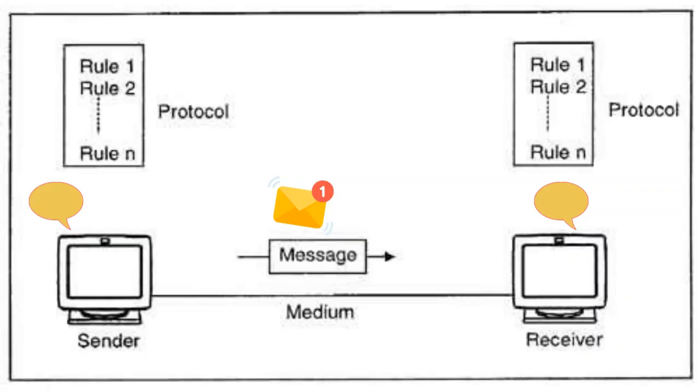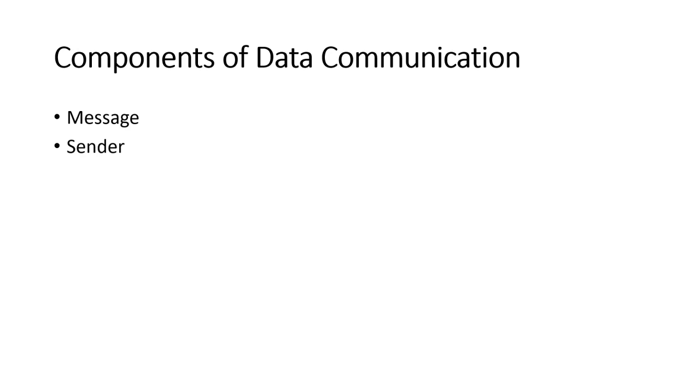Here, the diagram of data communication is before you, and with the help of this diagram, we can recognize the fundamental components of data communication. That is the message which is to be communicated, the sender, also known as the source, the receiver, known as the destination, the transmission medium or channel, and the protocol. Let's have all of these one by one.